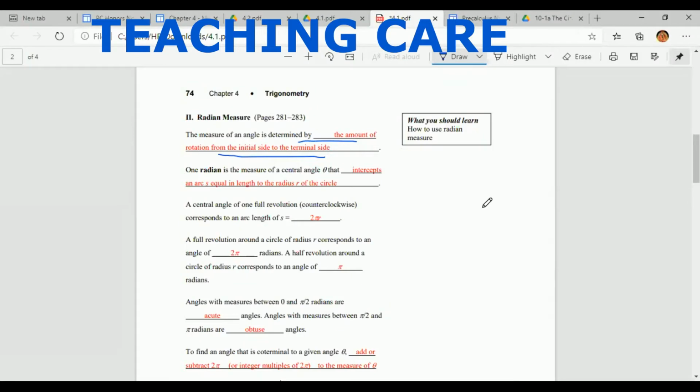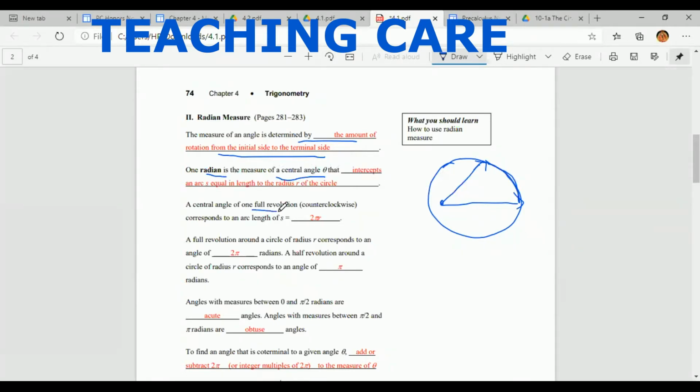Now, what is 1 radian? 1 radian means it's a measure of a central angle theta. If I'm going to have an angle in a particular circle, this is the vertex I'm going to have. So 1 radian means the angle intercepts an arc S equal in length to the radius of the circle. You understand this part?